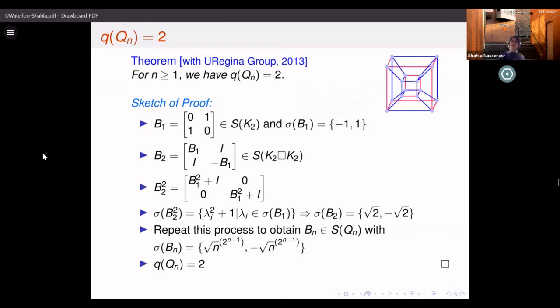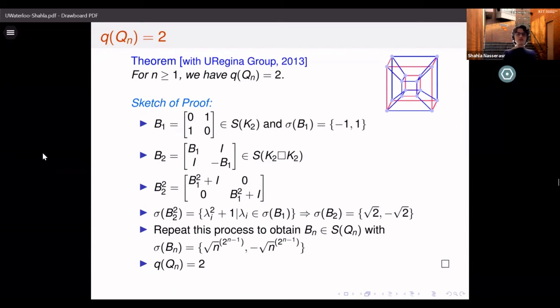So I'll just mention that in that paper, we actually showed a bit more general result, and that is if G has Q equal to 2, then the Cartesian product of G and K2 has Q equal to 2. But for this talk, I'm just going to apply the exact same proof to the hypercube, because later I will use this in the sensitivity. So start with the K2 itself and write the adjacency matrix that has simply eigenvalues -1 and 1.